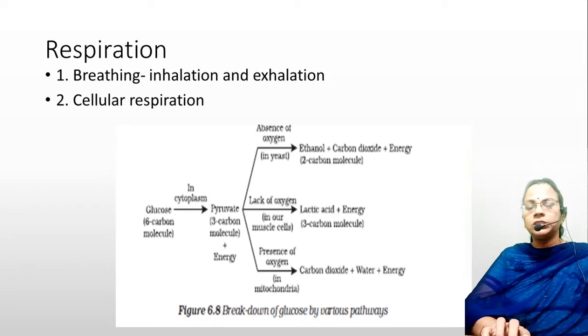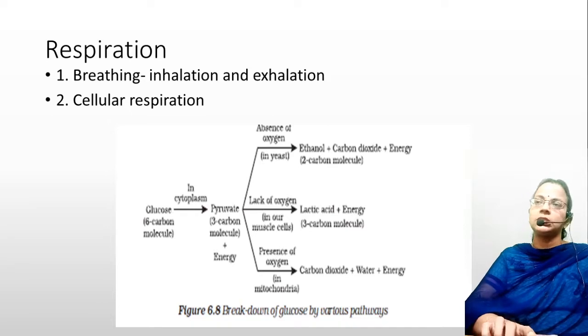Deficiency of oxygen in muscle means lactic acid formation, and muscle cramps can result. In yeast, the deficiency or absence of oxygen means alcoholic fermentation takes place, and as a result ethanol can be formed. So this flow chart explains the different patterns of breakdown of glucose in different situations.